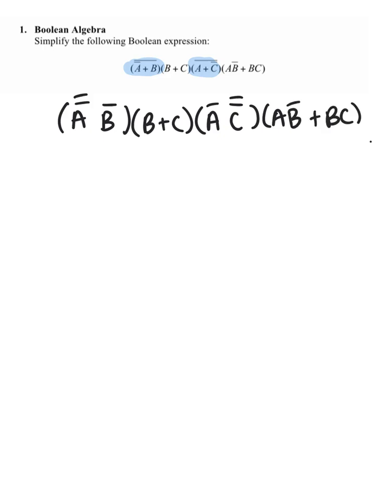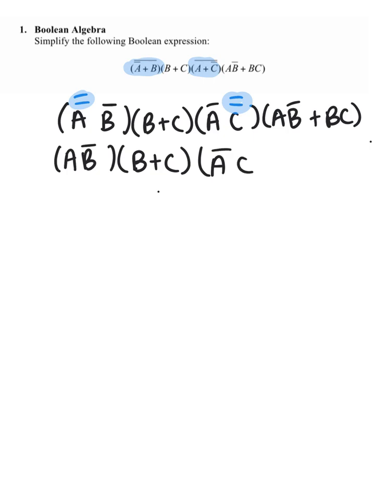All right, so then again we can simplify here and here because two nots cancel each other out, and that leaves us with just A and just C. So again, let's rewrite, and we get A not B times (B plus C) times not A C times (A not B plus B C). Great. From here, you can just multiply out.